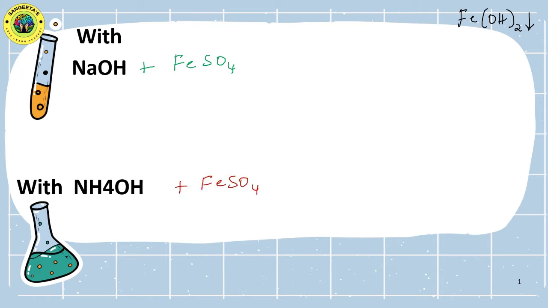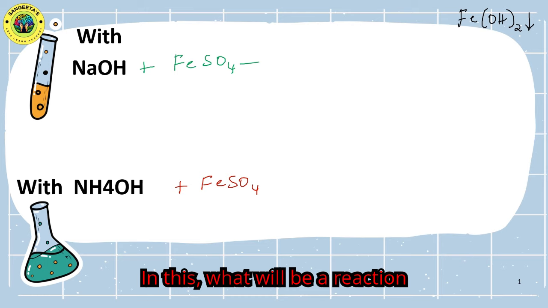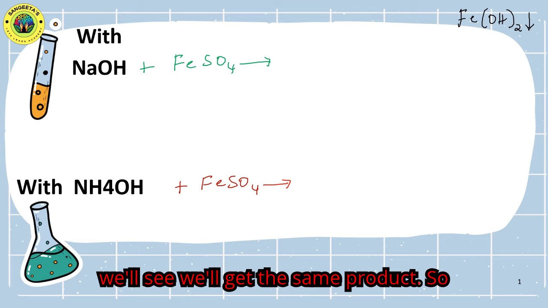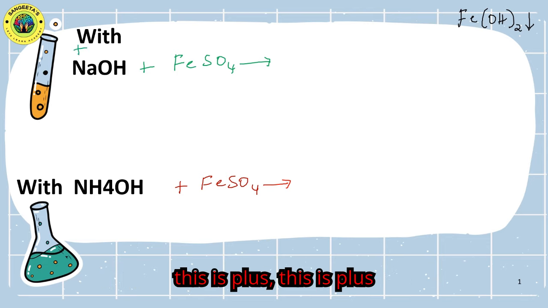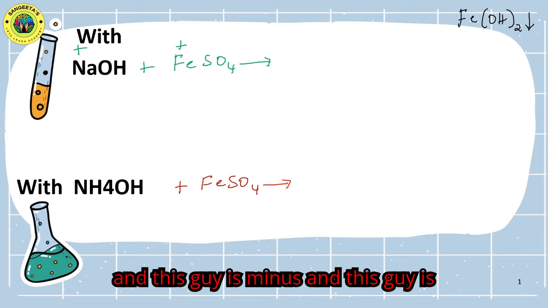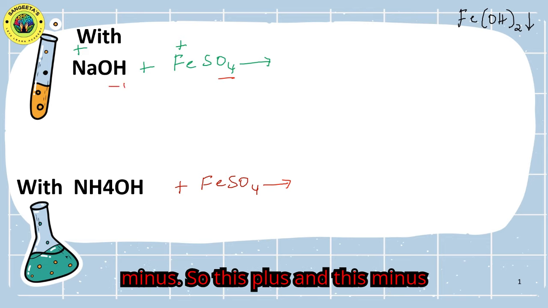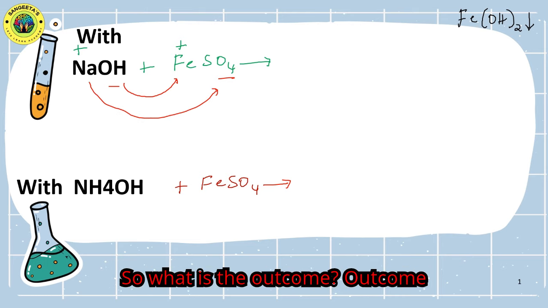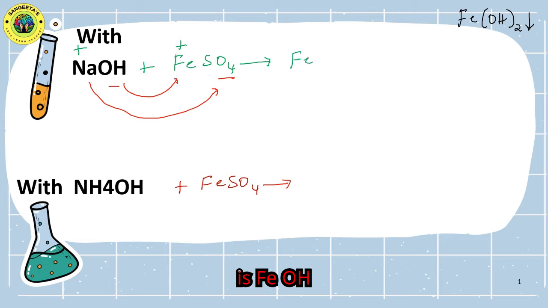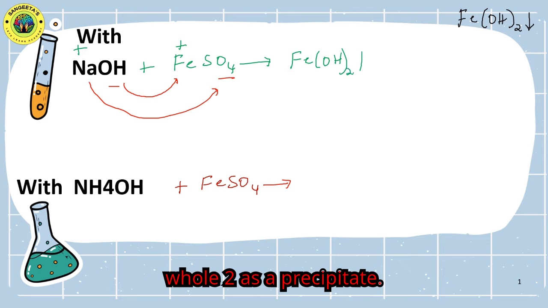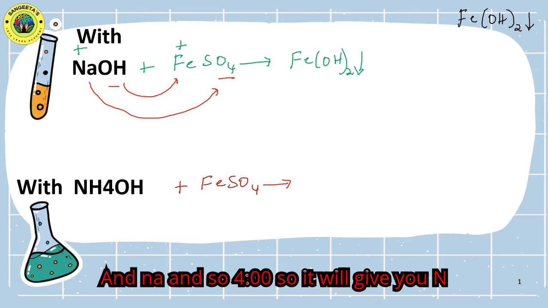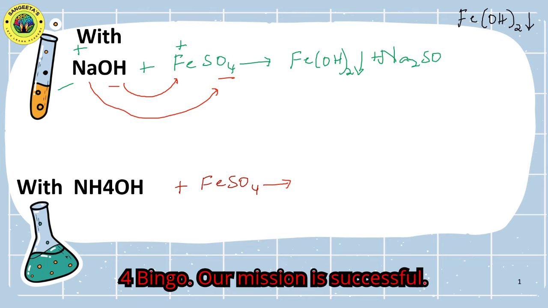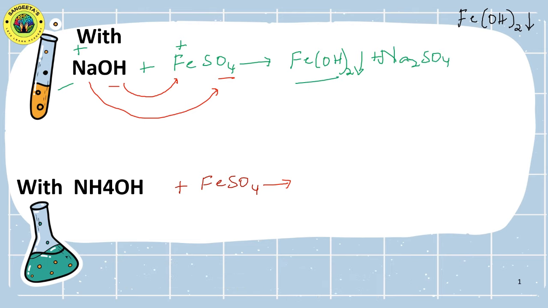Here also we'll give FeSO4. In this, what will be our reaction, and in this, what will be our reaction, we'll see, we'll get the same product. So this is plus, and this is minus. This plus and this minus, and this plus and this minus, right? So what is the outcome? Outcome is Fe(OH)2 as a precipitate, and Na and SO4, so it will give you Na2SO4. Bingo, our mission is successful.